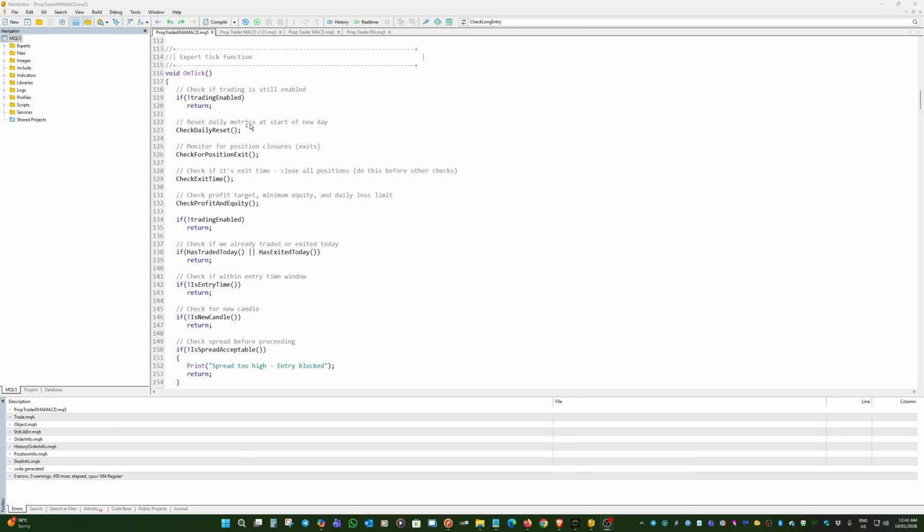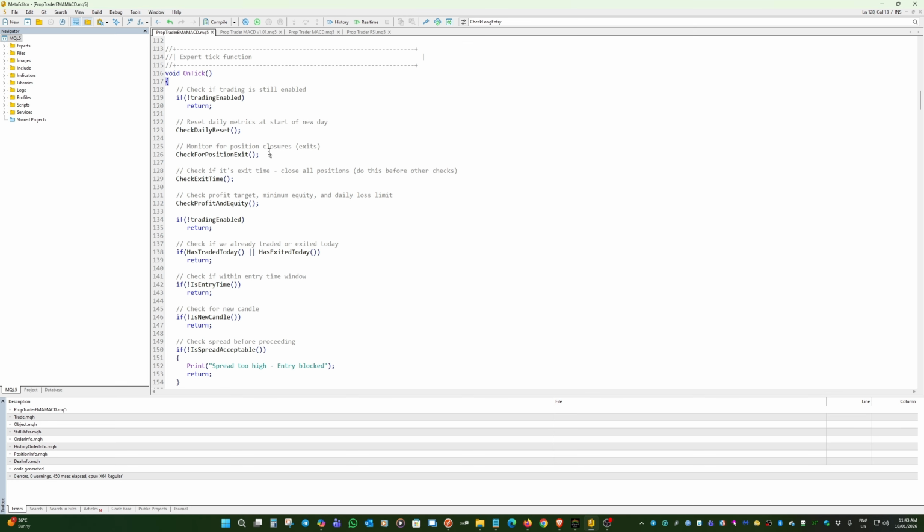Now just checking through the onTick function to see if it is actually checking for a new trade at the correct time. And we can see some of the modifications we've actually made and what the code is actually doing. I'll explain to you quickly. So the first thing we're checking here is if auto trade is not enabled, it'll just return, so it won't go any further than this point, it'll just stop. And we want to do a daily reset check to make sure that we actually reset the daily metrics at the start of the new day.